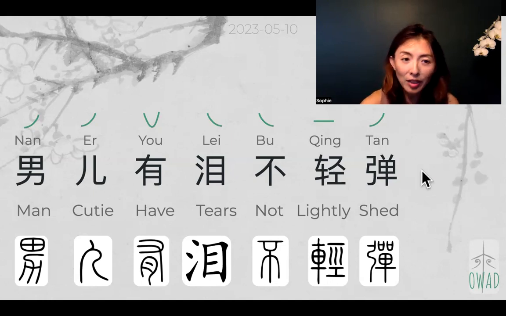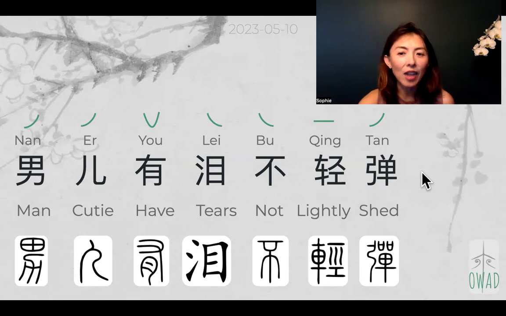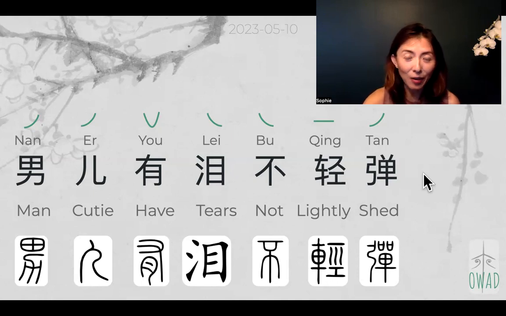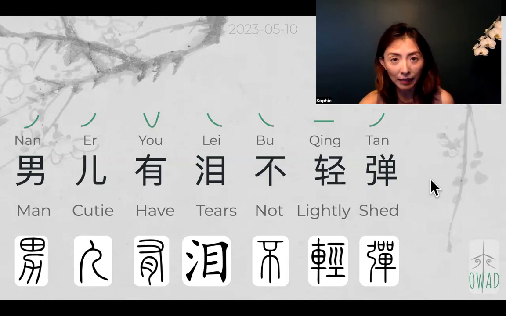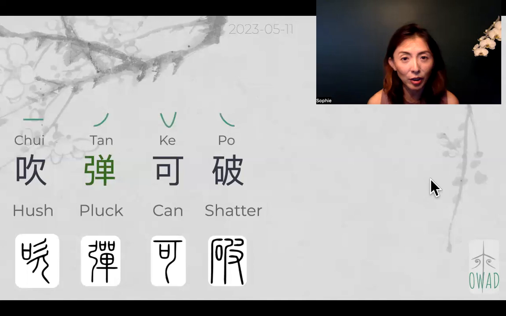Okay, so yesterday we talked about 男儿有泪不轻弹. It's the Chinese way to say if you're a man, don't cry. I found the corresponding "Boys Don't Cry" simply because there's a movie out there and it's close enough to this meaning. Today we continue with 弹 in 吹弹可破.